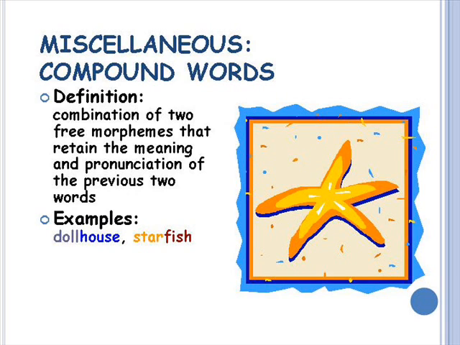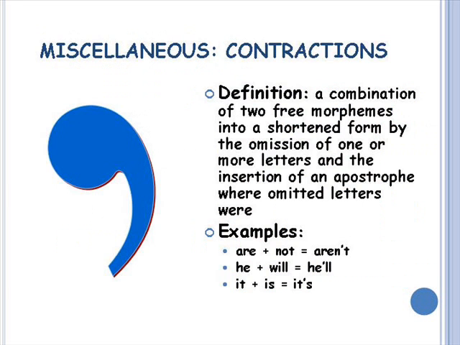Now let's talk about miscellaneous items in phonics, beginning with compound words. Compound words are a combination of two free morphemes that retain the meaning and pronunciation of the previous two words. Examples are dollhouse, starfish, and basketball. Contractions are a combination of two free morphemes into a shortened form by the omission of one or more letters and the insertion of an apostrophe where omitted letters were. Examples are shown here.